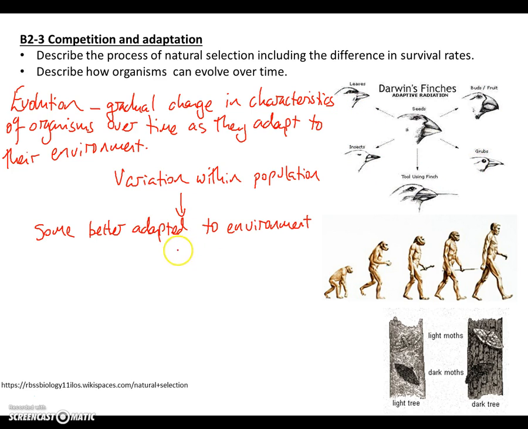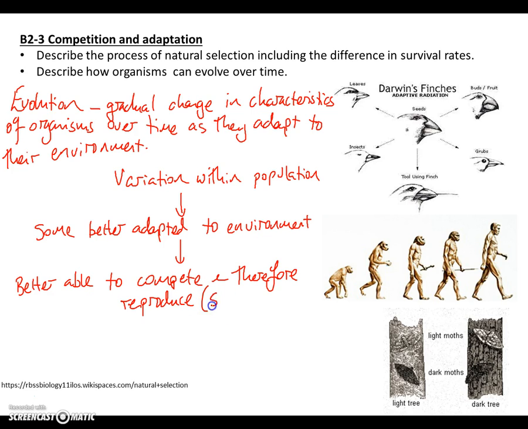So if you're better adapted to the environment, you're better able to survive or compete, and therefore reproduce. Okay, and this is normally called survival of the fittest. So if you're better able to compete and reproduce, therefore characteristics are passed on to the next generation.